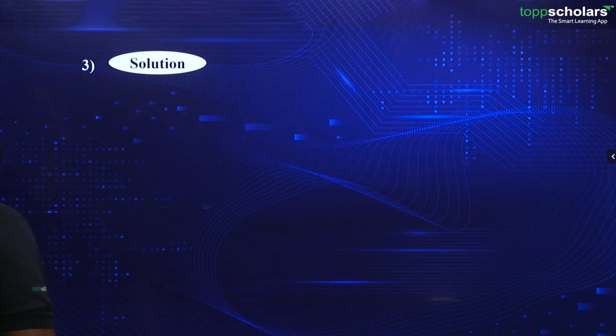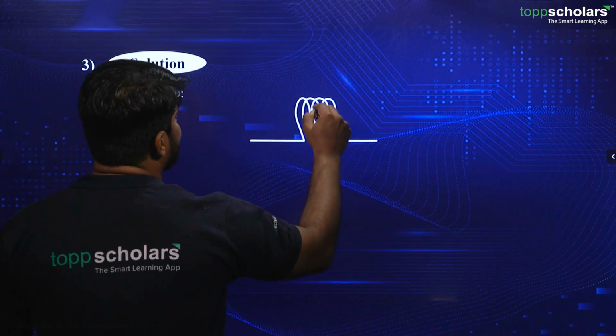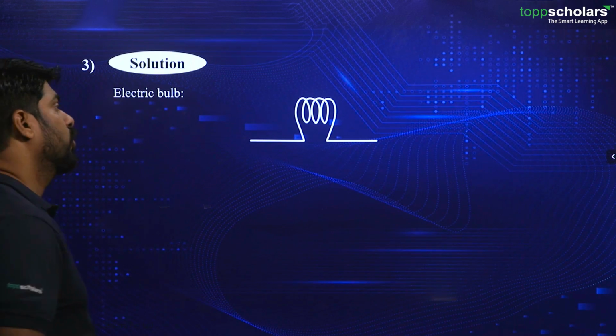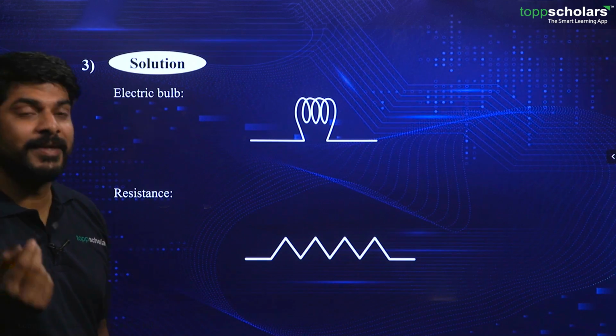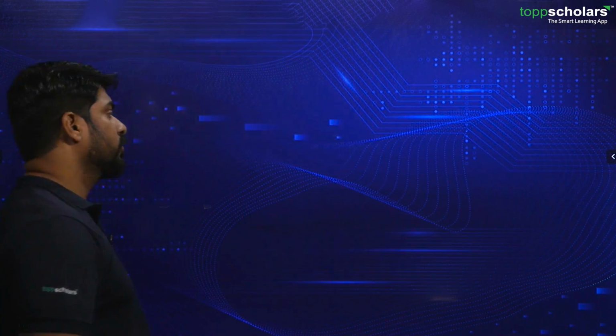Okay, next is electric bulb. So electric bulb is indicated by such kind of a coil, because generally in a bulb we use such kind of a coil. Resistance, and this is the symbol for resistance, or we can say resistor. Okay, so here this is the symbol.